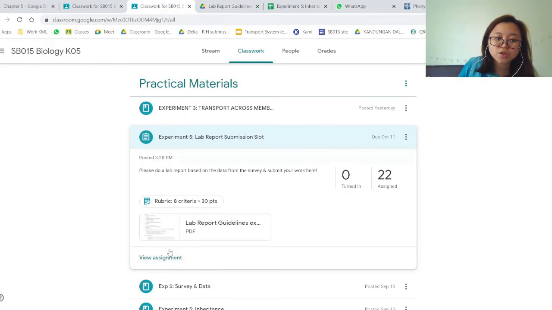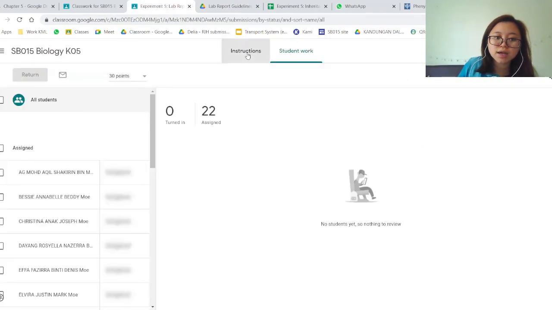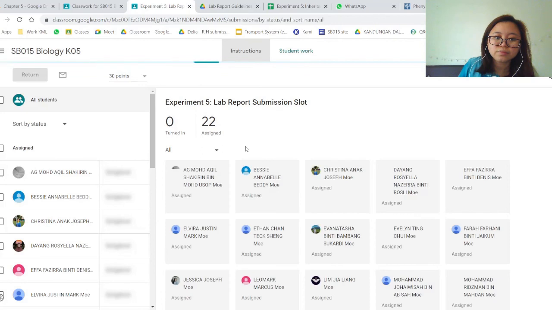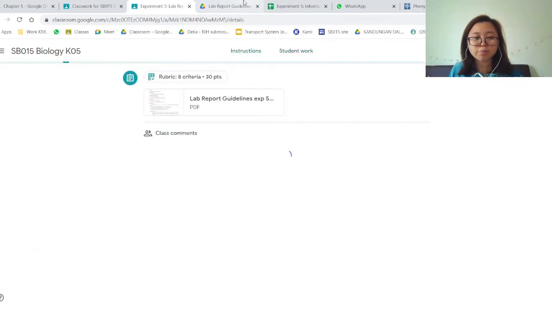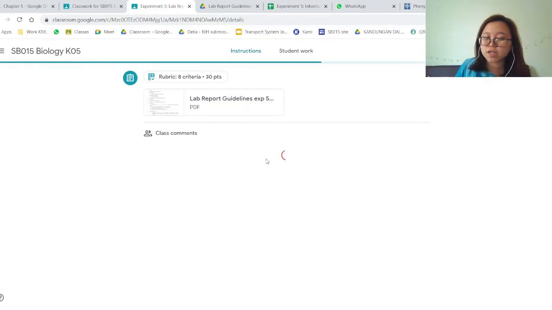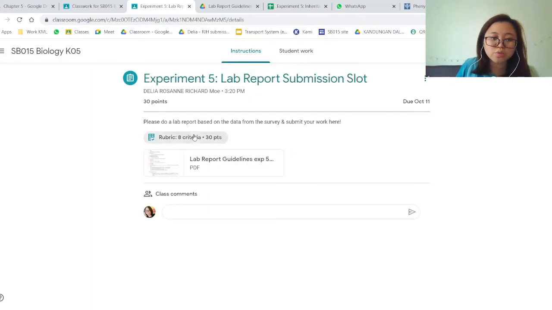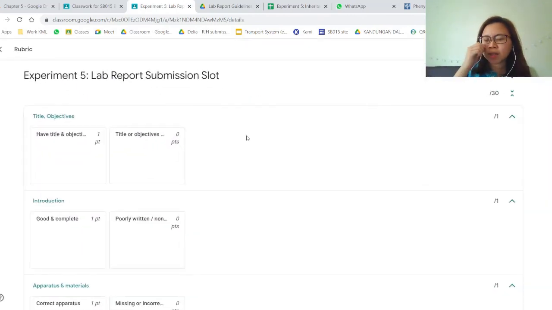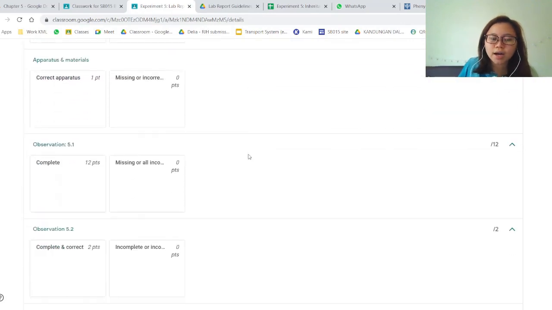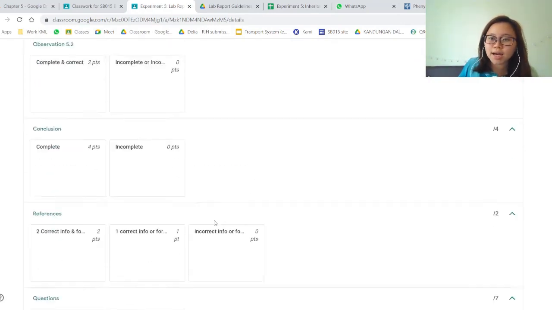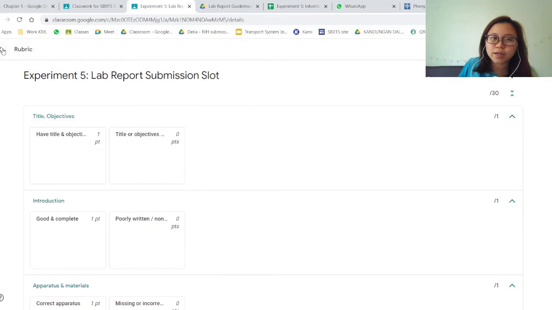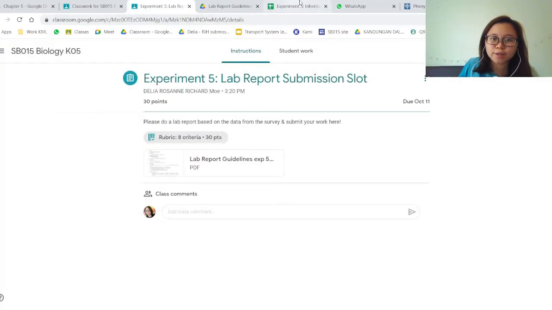So yeah, so you can view the assignment and the instructions for the lab report and how to submit is already here. I also included the rubric. Jadi kalau kamu mau tahu macam mana saya mau tanda nanti, untuk contoh ini saja saya ada letak rubric di sini sebagai panduan. Okay, so that's pretty much it.